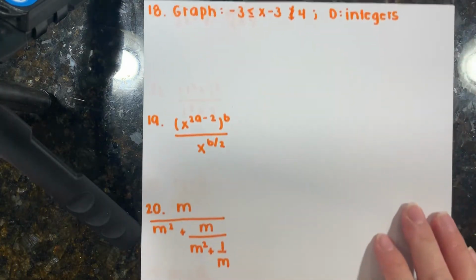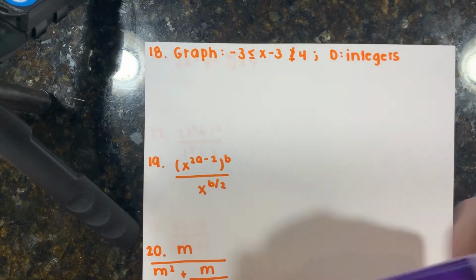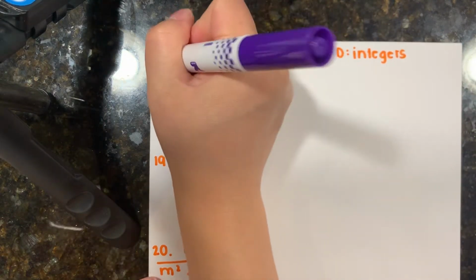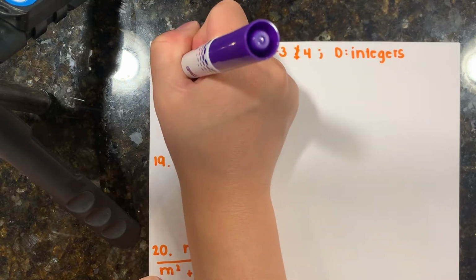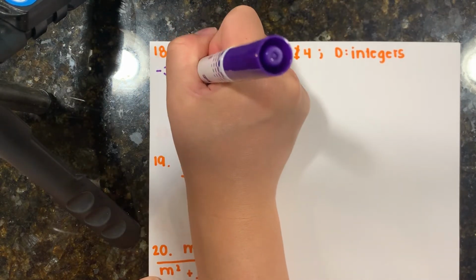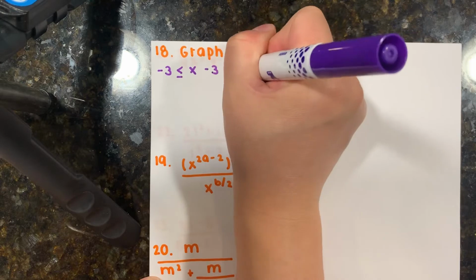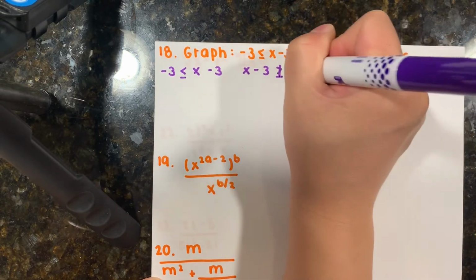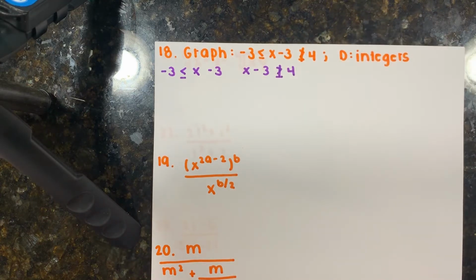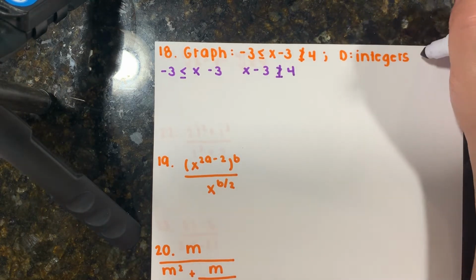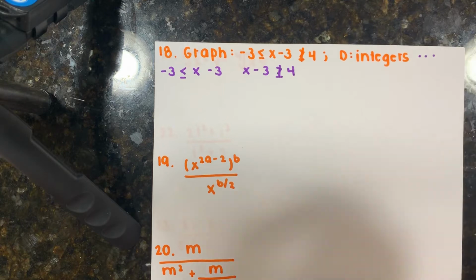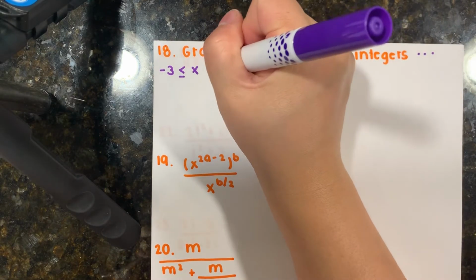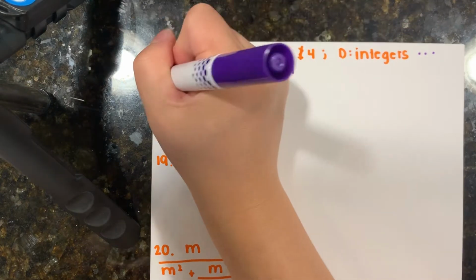Now moving on to number 18. So the first thing that I'm going to do here is actually going to separate out this inequality. So I'm going to have -3 is less than or equal to x minus 3. And then I'm going to have x minus 3 is not greater than or equal to 4. My domain is integer, so that's going to be points, not a point with an arrow. I'm going to start by evaluating this left one for x. So I'm going to add 3.